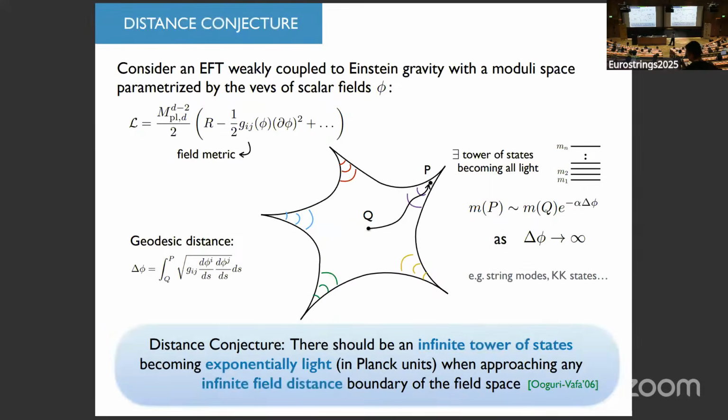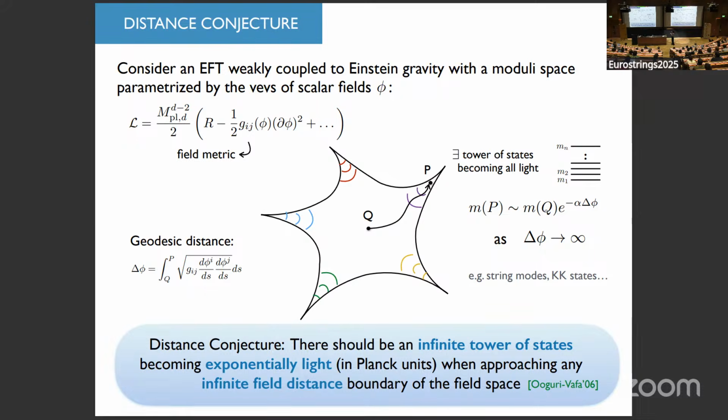So the distance conjecture is just promoting this feature to a universal constraint, saying that whenever you go to infinite distance in the moduli space, you should always find an infinite tower of states becoming exponentially light in Planck units when approaching any of these infinite distance boundaries. Okay?